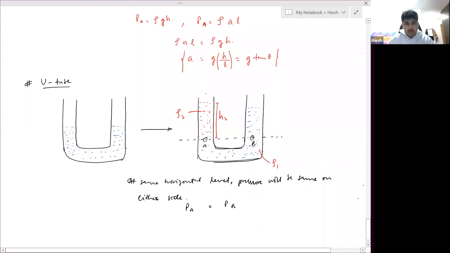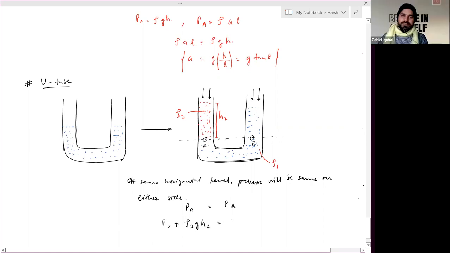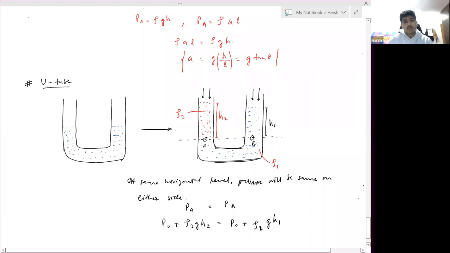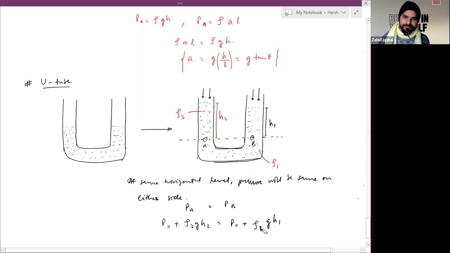If you have to calculate net pressure at point A, there will be pressure due to air plus pressure due to this column of liquid, rho 2 g h2. Similarly, towards B, there will be pressure due to atmosphere plus pressure due to this column of liquid having height h1, rho 1 g h1. Is it clear? Yes, sir. Okay, just write it down.